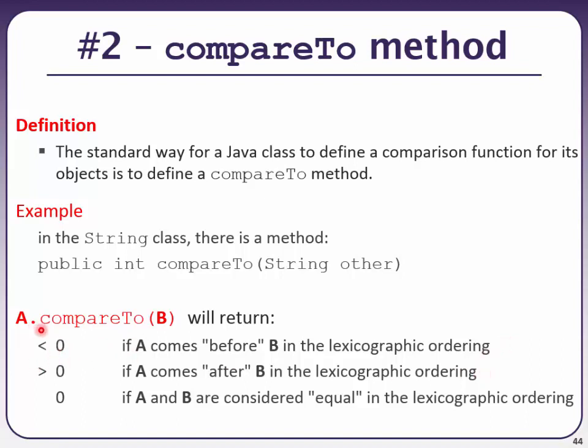So if the outcome of this comparison is that A must come before B, then the return value is going to be an int that is lesser than 0. If A comes after B, then it's going to be greater than 0. If A and B are considered equal, according to this lexicographic ordering, then the return value is going to be 0.